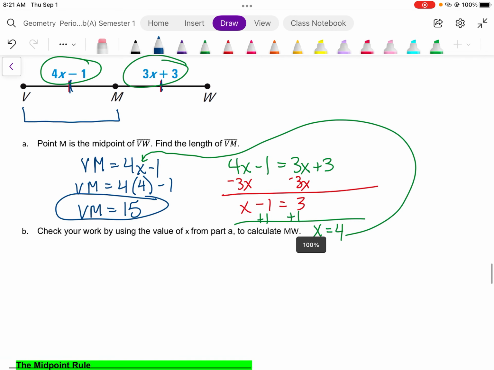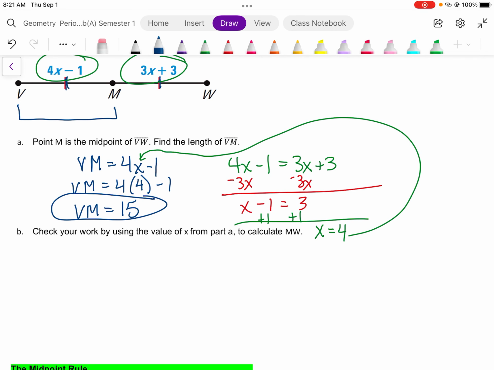Looking at part B of this problem, we're going to check your work by using the value of x from part A to calculate the length of MW. Now, if we did our work correctly, that means that when we find the length of MW, it should be equal to the length we found for VM. And looking at our picture, MW is 3x plus 3. And we already know that x equals 4, so we're just going to plug that in.